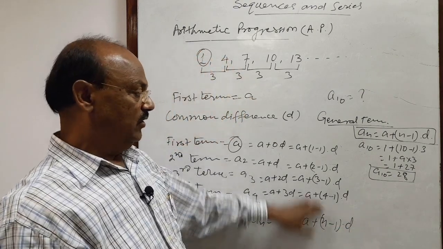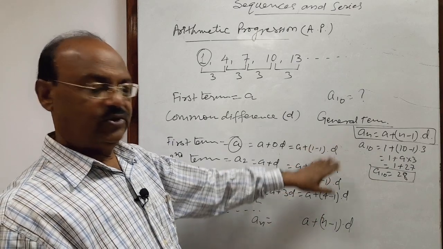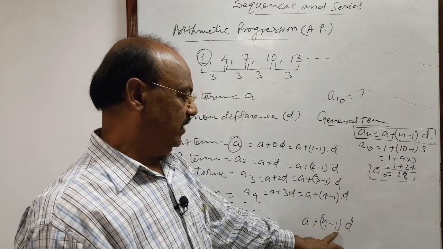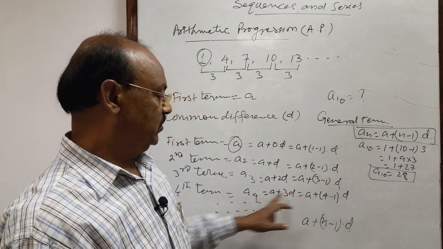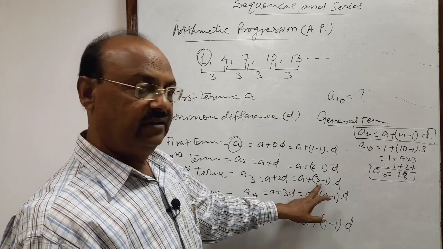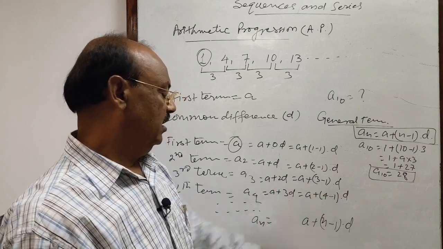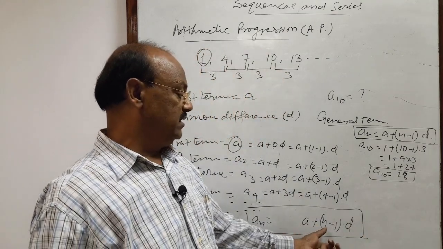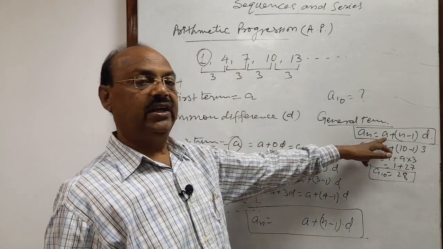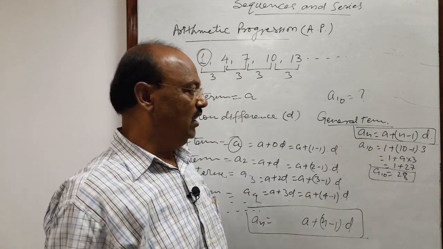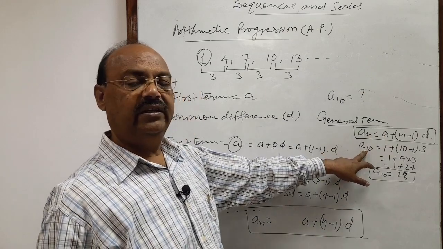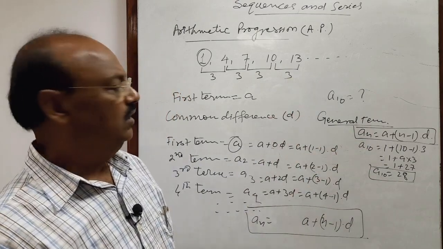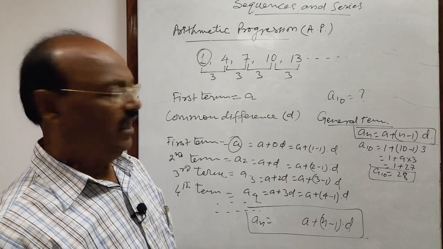How are we writing this? By observing the pattern of terms of this arithmetic progression. We are writing this a here, this common difference d here, minus 1 in this bracket, and for the fourth term we are writing 4, for the third term we are writing 3. So similarly for the nth term we are writing n. So we are getting the formula for the general term, an is equal to a plus n minus 1 into d, which we are using here, and with the help of this general term formula we got the desired term, the 10th term here. So this is the basic concept of the general term of an arithmetic progression.